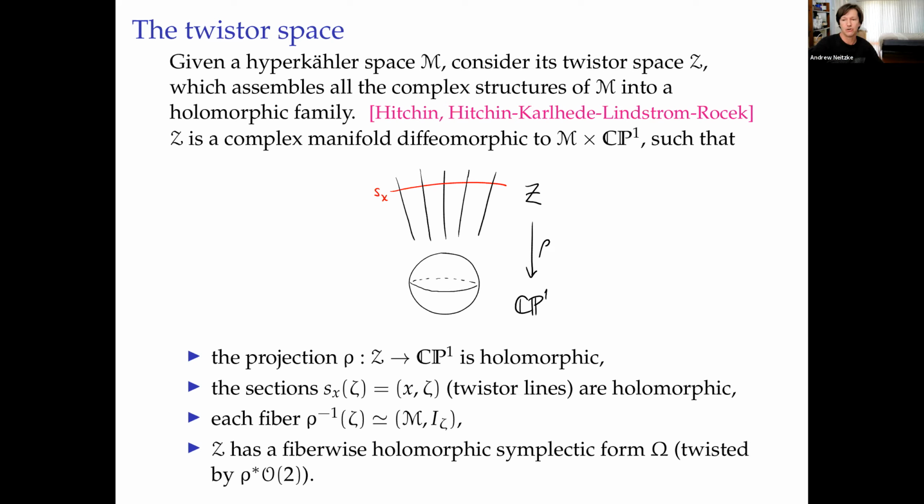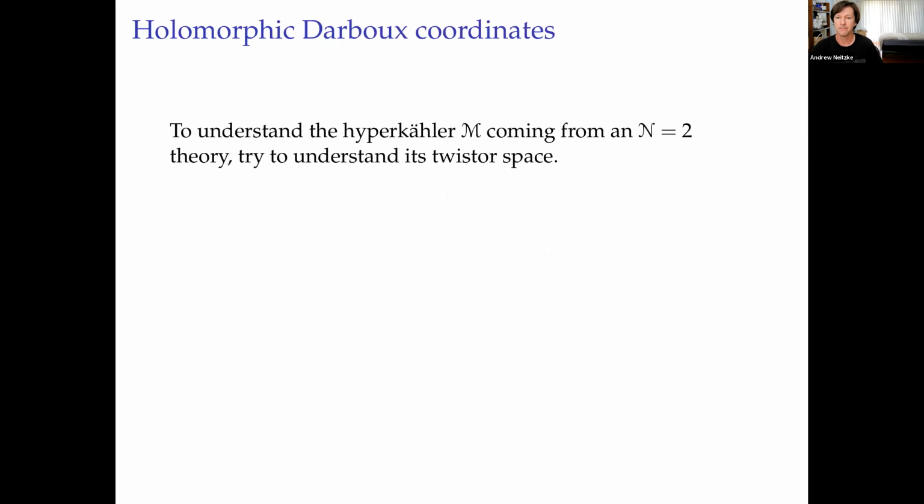And so the idea is that instead of describing a hyperkähler manifold directly, you try to describe instead this twistor space, which is an object of complex geometry with a holomorphic symplectic structure. Plus, of course, you have to give these twistor lines. You have to give the identification of it with M. Okay, and so in order to try to understand this hyperkähler space, what we're going to do is try to understand its twistor space.